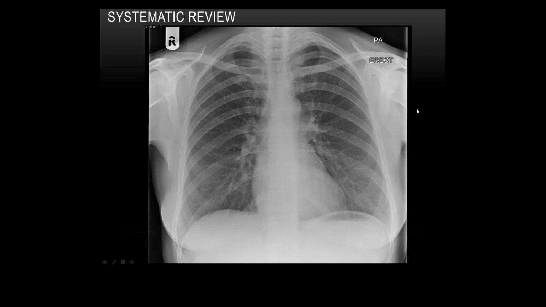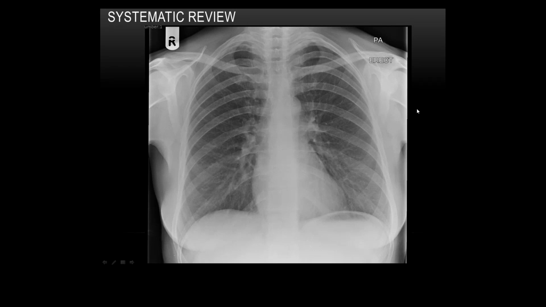So like I said, just a whistle-stop tour on the silhouette sign. So what I'm going to do now is I'm going to move on to a systematic review. This is my systematic review. As I said earlier on, there are multiple ways. When you read the textbooks, a lot of them talk about the ABC. You'll then look online and there'll be an ABCDE.